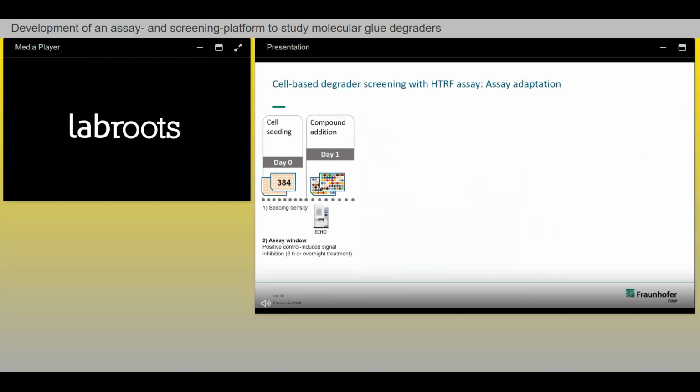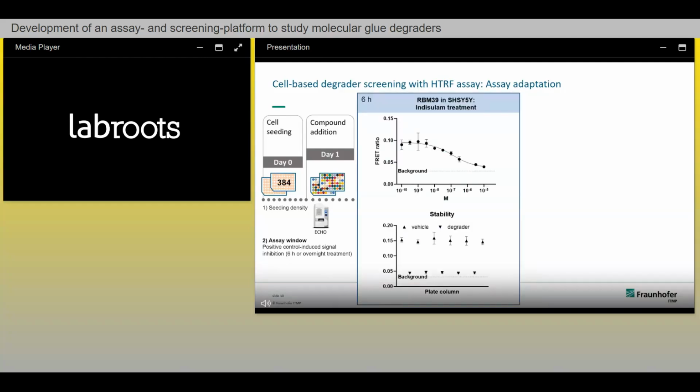Moving on from there, we look at the assay window that we do achieve. So we look at a positive control degrader in the case of RBM39, as you have seen in Melanie's part of the webinar, that's indisulam. So we also treat our cells with indisulam at 6 hours. You can also do overnight treatment. That's not a problem. It just prolongs the total assay duration by a day. So you also see a concentration response on top, and then we look at the stability over the whole plate of the high and the low signal.